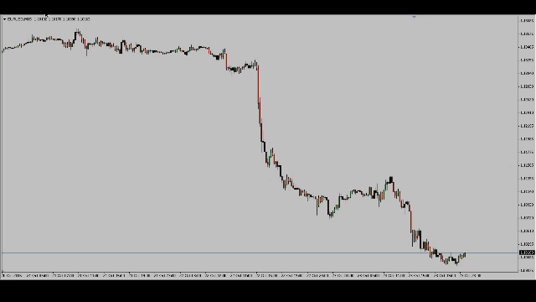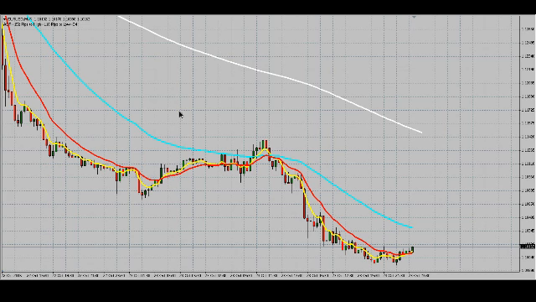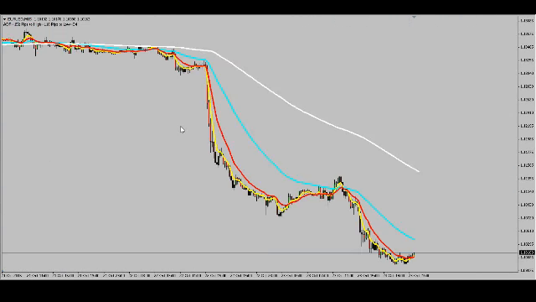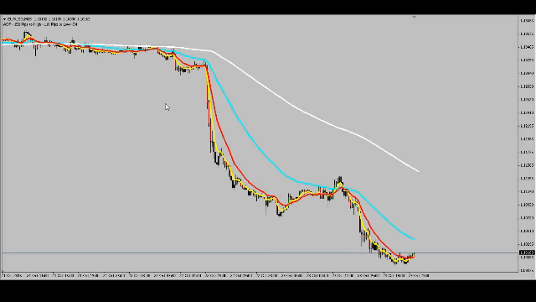We use a simple indicator setup. Let me go ahead and set this up. Okay, here we have a setup for you.